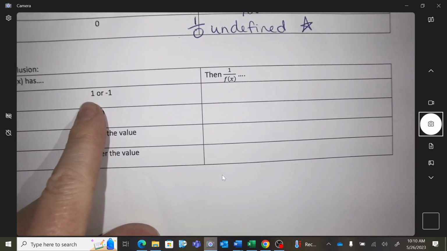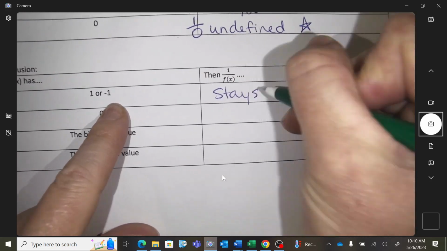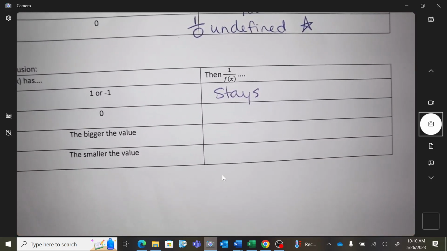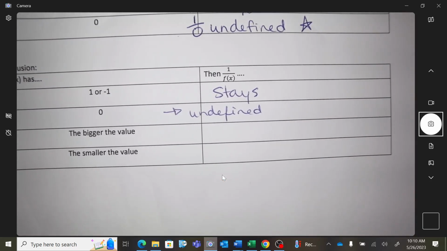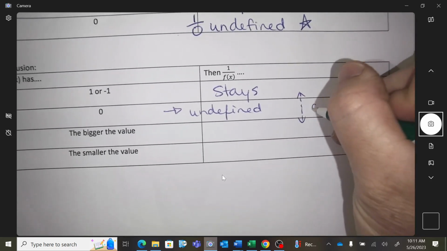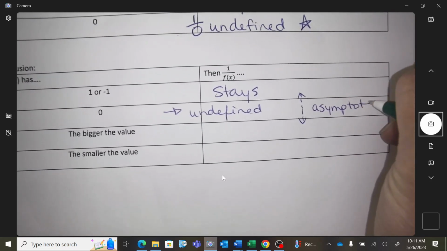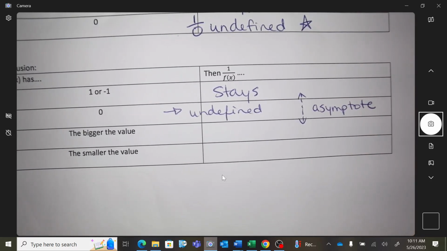Okay, so here's the big things. If you ever have a height of 1 or -1, it stays. If you ever have a height of 0, we said it would become undefined, which on a graph, how do you graph undefined? Now, I don't think you've ever heard this word. You draw an asymptote. Okay, and in grade 12, you're going to draw so many asymptotes. Undefined means I can be anywhere, I don't know. So you go straight up and down.